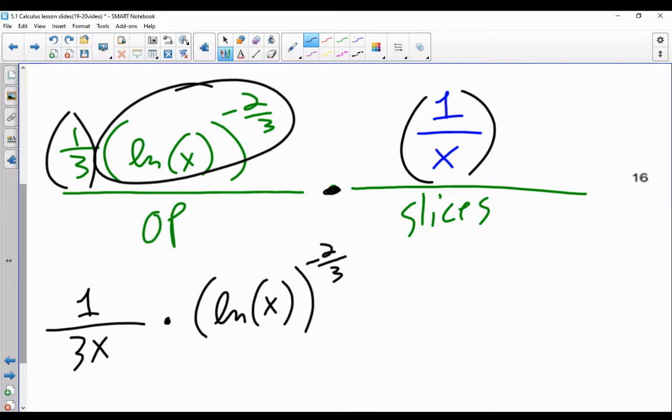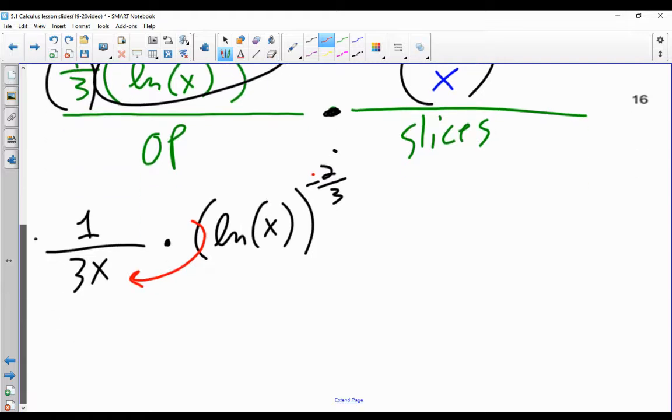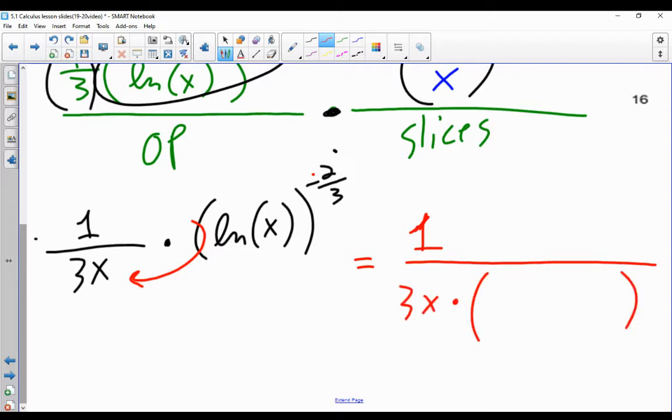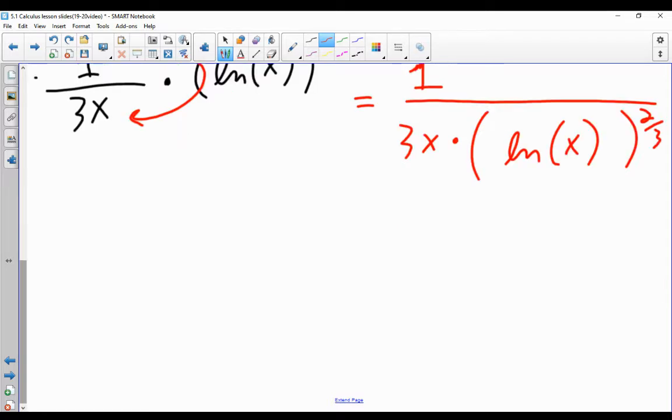And the 1/3x, that can't be simplified. So we just need to take this part and rewrite it as a root. First things first, we have to make this power positive, so we're going to flip it to the bottom. So let's go ahead and rewrite that over here. On top, we'll have 1. On bottom, we'll have 3x. But now the 3x will have a friend. It'll have natural log of x to the power of positive 2/3. Okay, so now the power is positive.